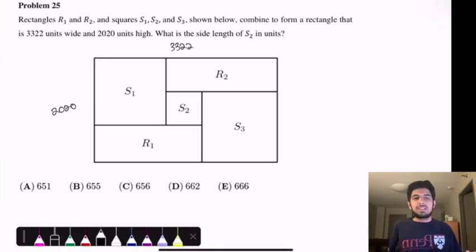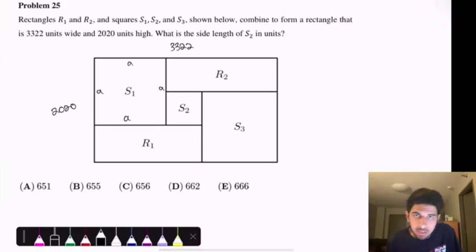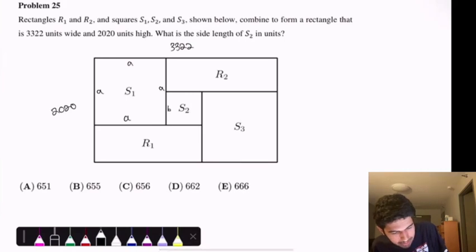Okay. What is something that's nice about squares that's not nice about rectangles? Squares have all the same side lengths. All four sides are the same length. Rectangles, we don't really know the dimensions and especially how they relate to each other, length to width. So much of our focus will be on the squares. So let's just give the squares some side lengths. For S1, we'll say that all of its side lengths have length A. For S2, we'll give them B's. And for S3, it's C.